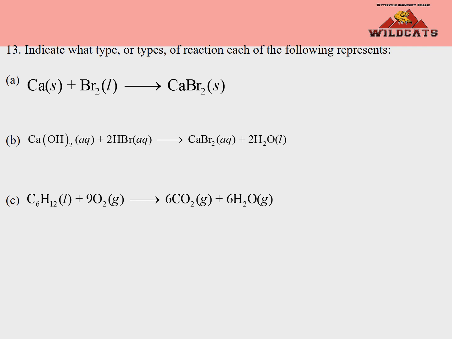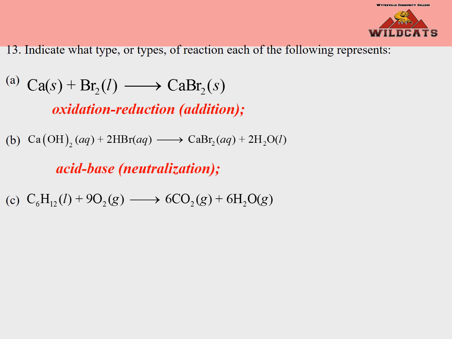Number 13, what types of reactions? A is an oxidation reduction reaction. It's an addition reaction because we can add things together. B is an acid-base neutralization. Notice it's HBr, a strong acid, and OH, which is a strong base. And C is an oxidation reduction, also known as a combustion reaction.